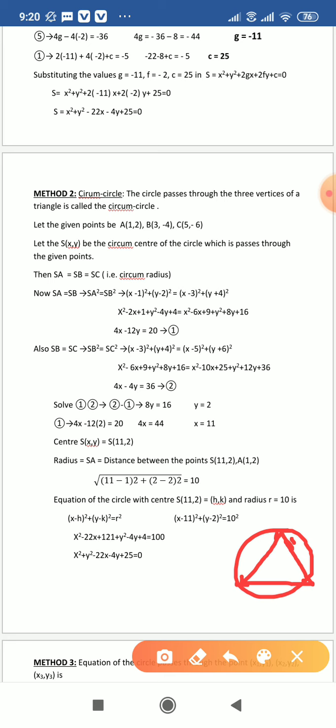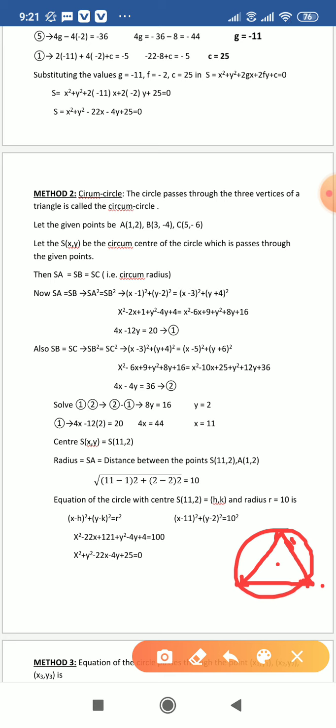That means this circle passes through the vertices of the triangle. This circle is called a circumcircle. The center of this circle is the circumcenter.